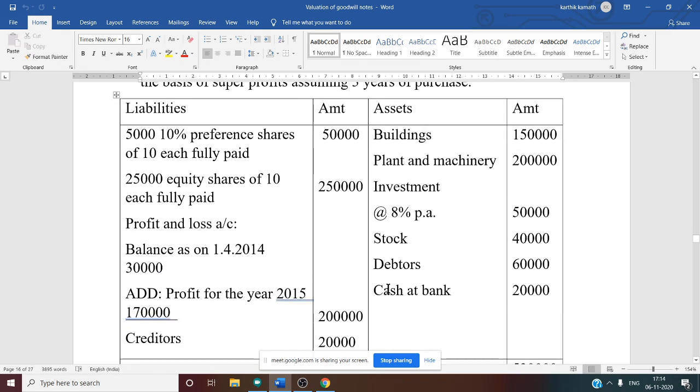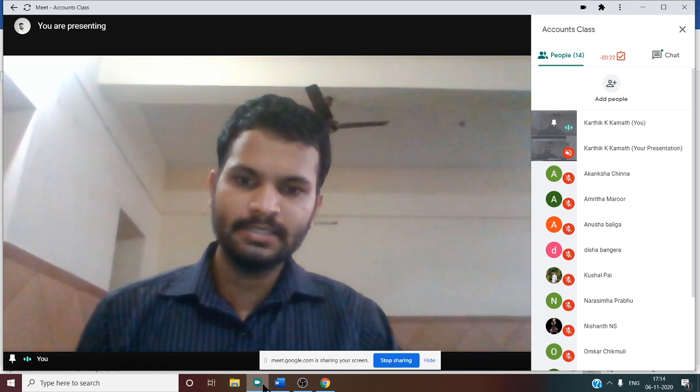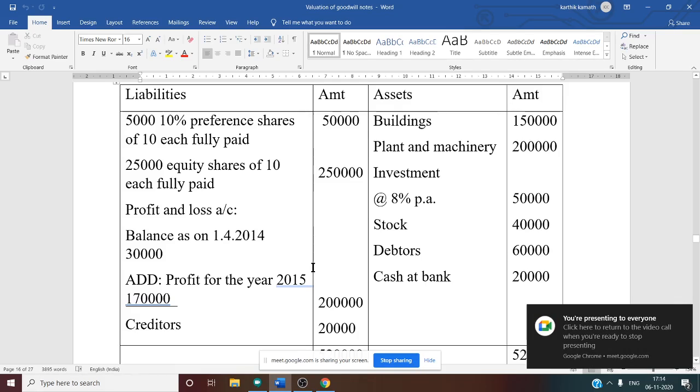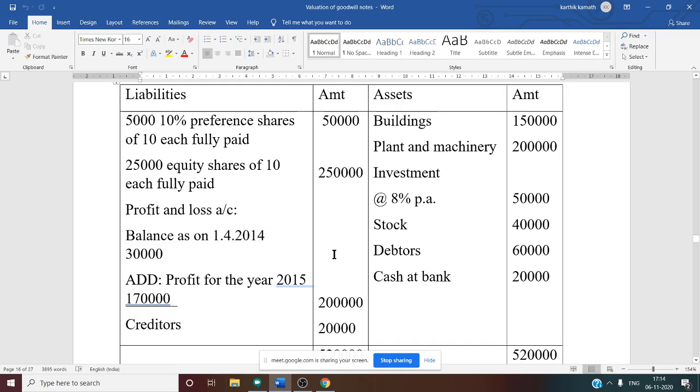Then now if you see the liability side, preference share capital is given. While preparing the net asset method, you are going to deduct preference share capital, and you need to see whether there is any dividend given for that. That we need to discuss. If nothing is mentioned, also you know that preference shareholders will get dividend, isn't it? So that is 50,000 into 10%. If you do, you will get a dividend amount.